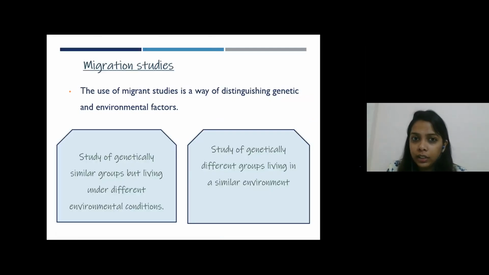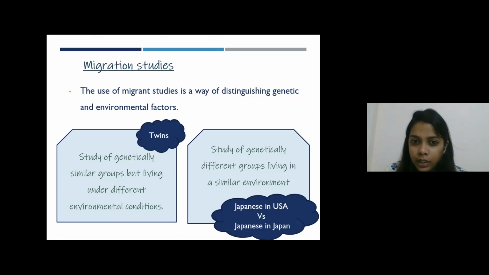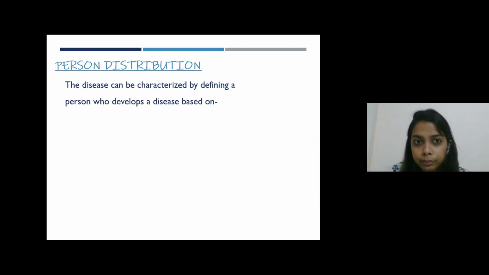You can also have migration studies. Migrant studies are extremely useful when you try to distinguish between genetic influences on the development of a particular condition and environmental factors. If we are to study genetically similar groups but who are living under different environmental conditions, we do twin studies. And if you want to study genetically different groups living in a similar environment, I'm sorry, it's the other way around. If you're talking about genetically different groups living in a similar environment, it could be people living in different countries.